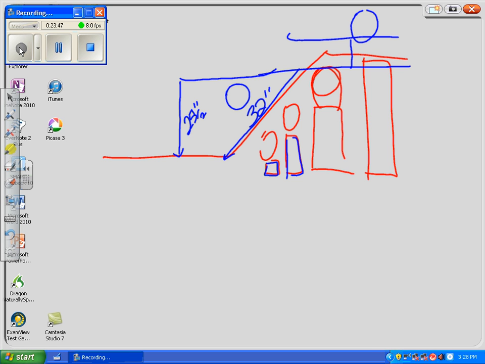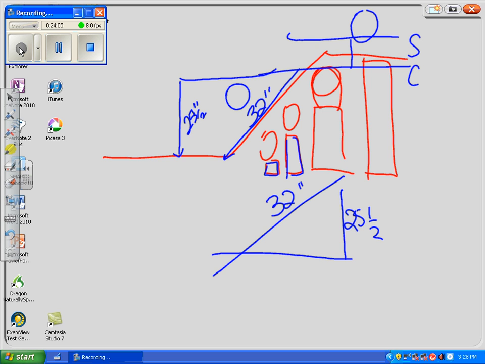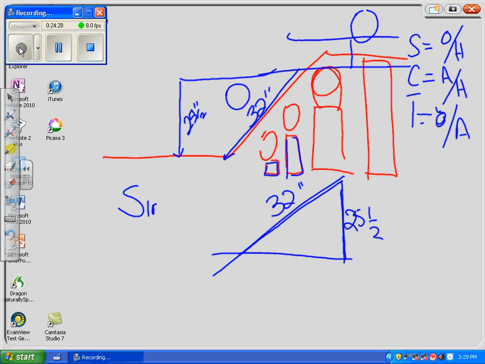So we're going to look at this and we're going to say, okay, we have a triangle. We know that the hypotenuse is 32 inches, and the side opposite is 25 and a half inches. What function do we have? We have the hypotenuse. We have the side opposite. We have the sine. The sine of this angle is equal to O over H.